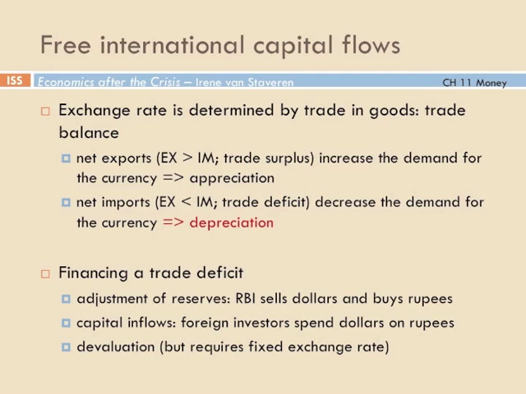Now what happens when exports and imports don't equal? There may be a trade deficit. There is certainly a trade deficit when imports are more than exports. Well, then the reserve bank or central bank can adjust the reserves. It sells dollars and it buys its own currency, in the case of India, rupees. That helps to keep up the value of the rupee.